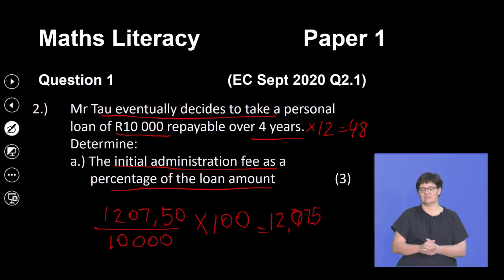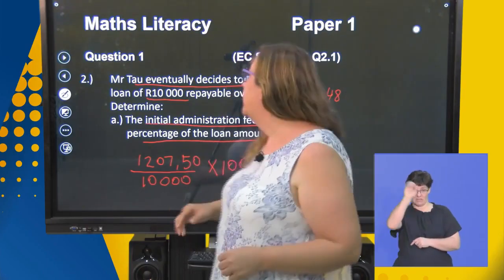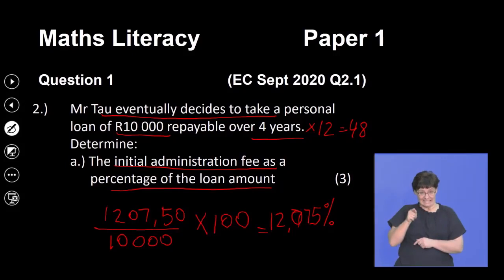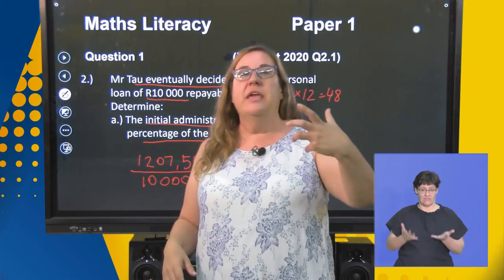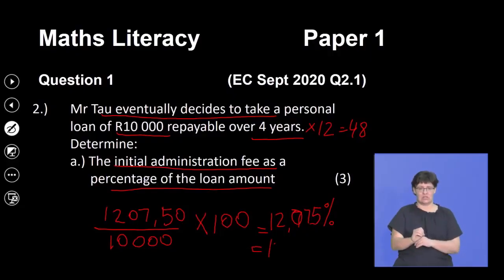Okay, so it's 12.075%. Don't forget your units. And the question now is, do we round or do we leave it as it is? If I read the question, it says, calculate as a percentage. So I can leave this, but if you're thinking of rounding, rather leave your number as it is, and then you can round in the next step.